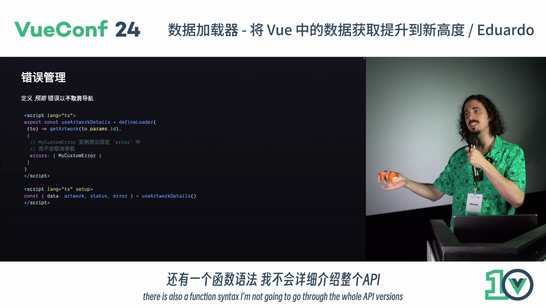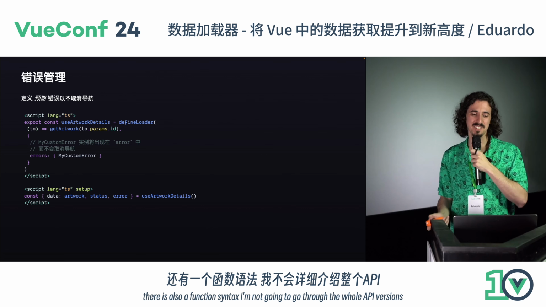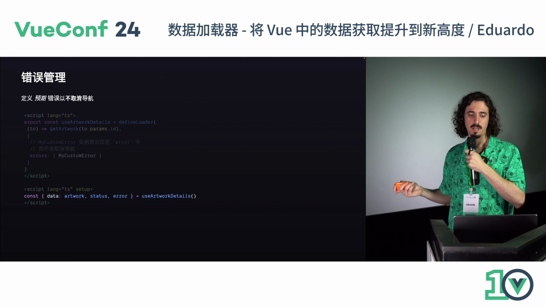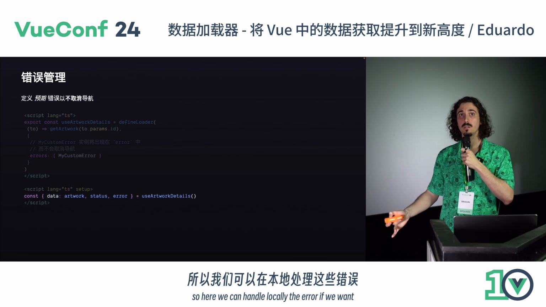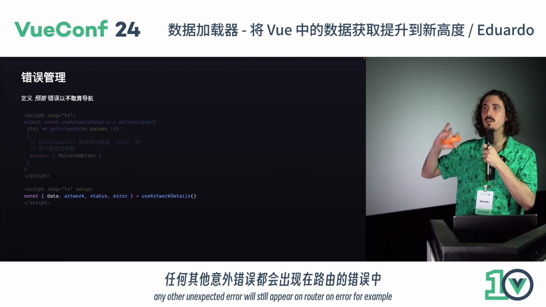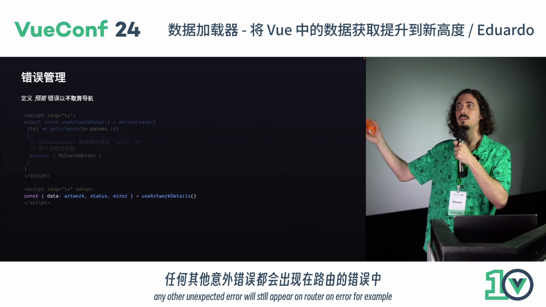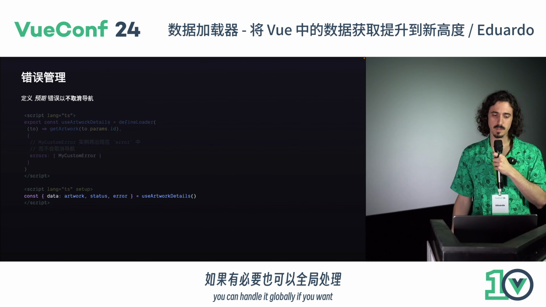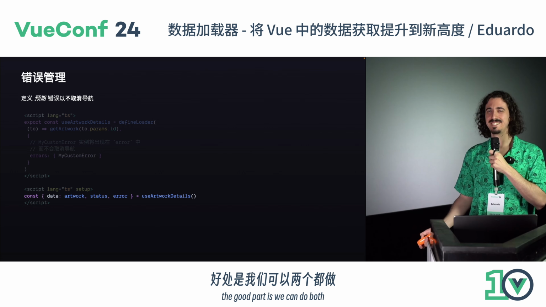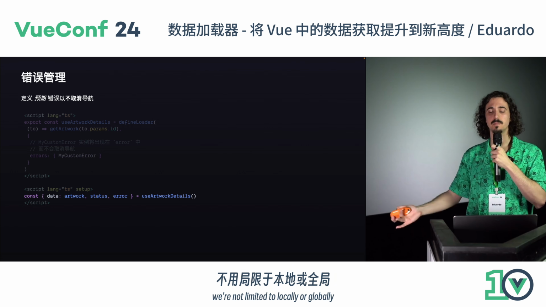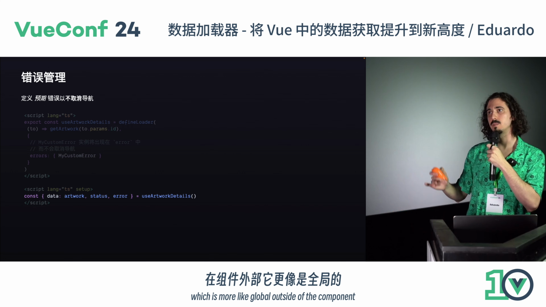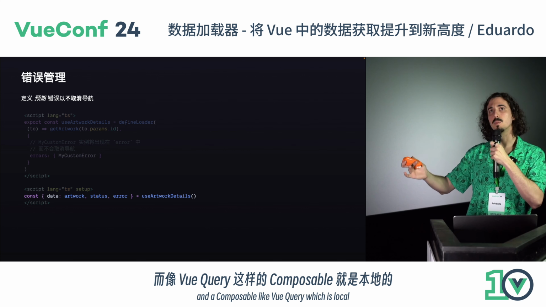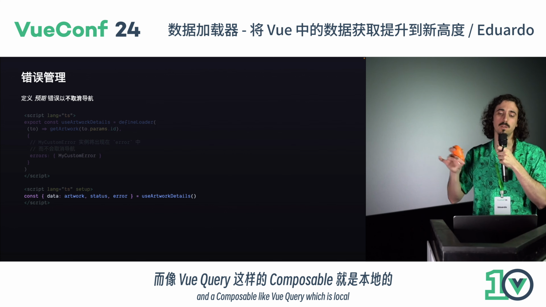There is also a function syntax. I'm not going to go through the whole API versions, but that allows us to have in error anything we need. So here we can handle locally the error if we want. And any other unexpected error will still appear on router onError, for example. And you can handle it globally if you want. And the good part is we can do both. So we're not limited to locally or globally, which is one of the points of Suspense, which is more like global, outside of the component, and a composable like vue-query, which is local.